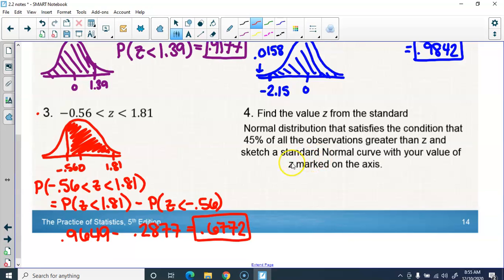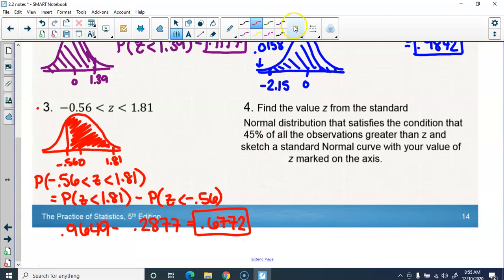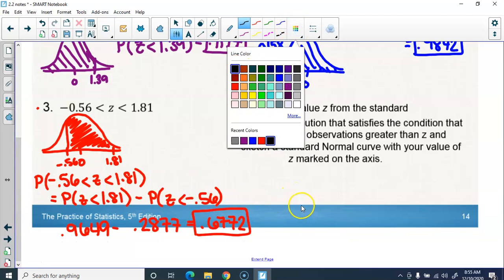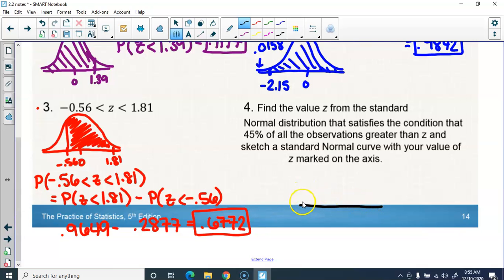Okay, so now kind of working our way backwards, normal distributions that satisfy the condition that 45% of observations are greater than Z. So this one I know what the area is, but I don't know what the Z is, so we kind of have to work backwards here. If 45% are greater, I know if I was at 0 here, then it would be 50. So I'd have to go a little bit in this direction. Z would have to be positive. They're saying that this shaded region is 0.45, so I need to figure out what this Z is.